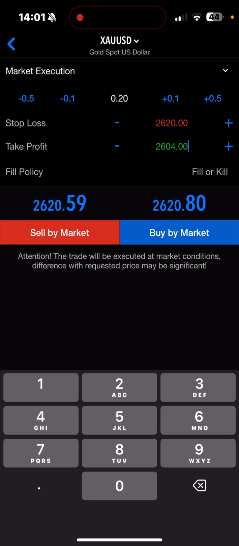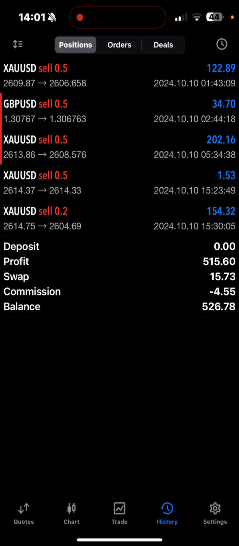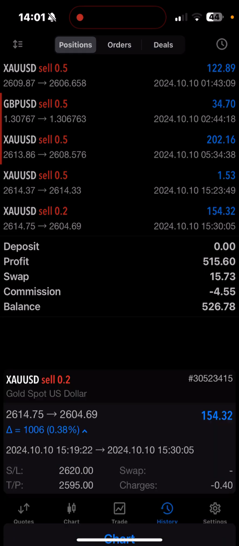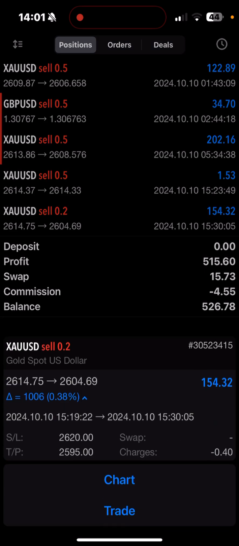That's how you can effectively and simply take a signal, by copying that and pasting that into your MetaTrader. And then all you do is go to the history section, and you'll see you have secured your profits there. And then that is it. That's how simple and easy it is.